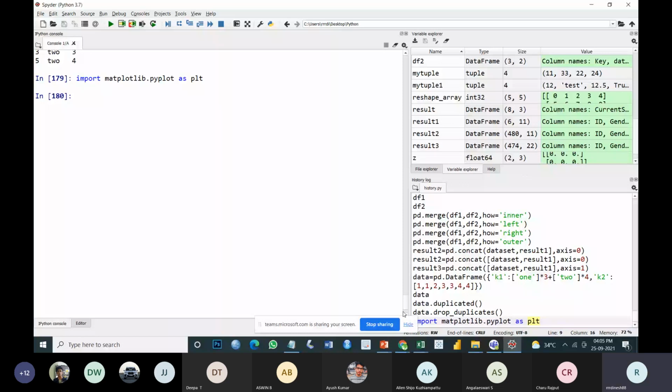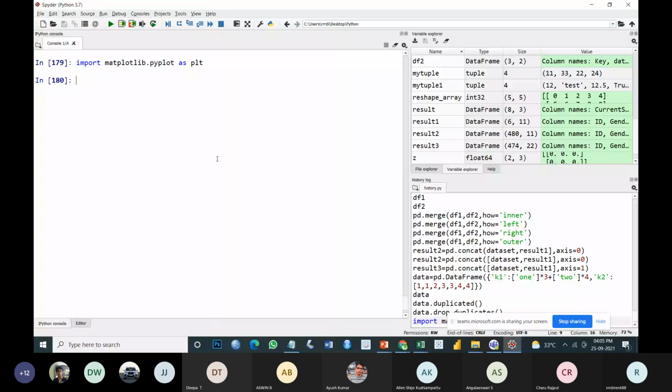So first we can draw a simple line graph. The line graph is mainly used to find the pattern. Let me plot. fig equal to plt.figure. When you execute multiple lines, instead of pressing Enter, you can press Ctrl+Enter.